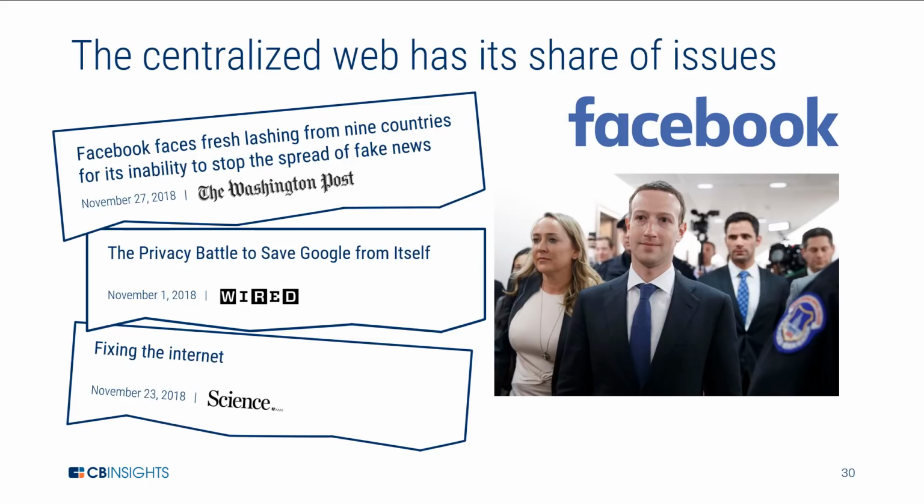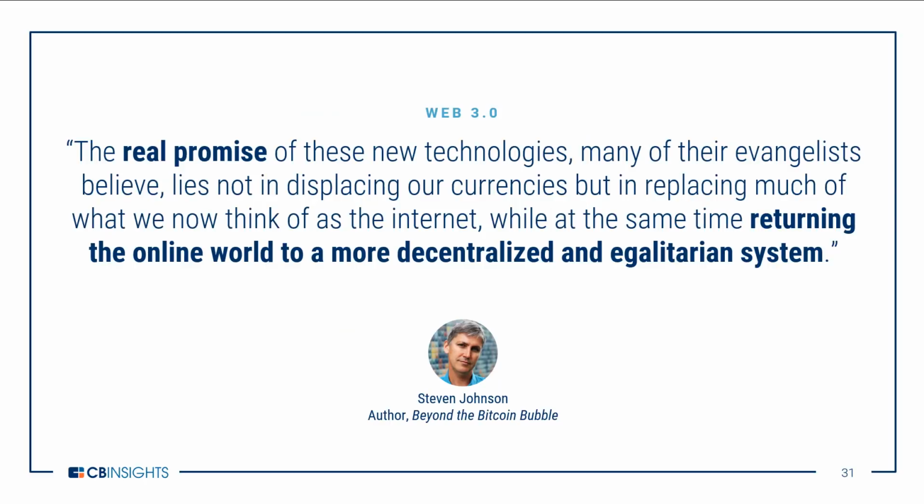So what's the problem that utility tokens are trying to solve? Well, the internet today is largely centralized. We're all familiar with controversies swirling around internet privacy, security, Facebook, Google. In other words, the centralized web today, dominated by a select few companies, has lots of problems. Here's a quote from Steven Johnson, who wrote a great piece in the New York Times a couple of months ago that should help us frame the conversation around blockchain as a potential cure. The real promise of these new technologies, many of their evangelists believe, lies not in displacing our currencies, but in replacing much of what we now think of as the internet. So what does this mean? What does it mean when we say replace the internet?